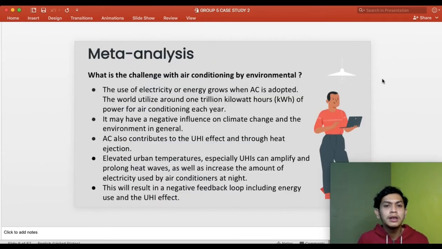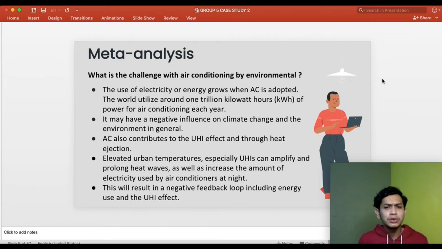So the next, okay, this is about the meta-analysis. What is the challenge with air conditioning for the environment? The use of electricity or energy grows when aircon is adopted. The world utilizes around 1 trillion kilowatt hours of power for just using air conditioning each year. So it may have a negative influence on climate change and the environment in general.